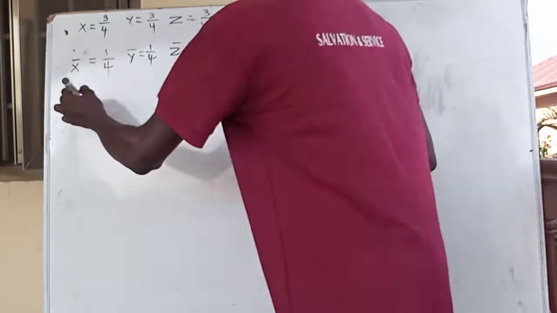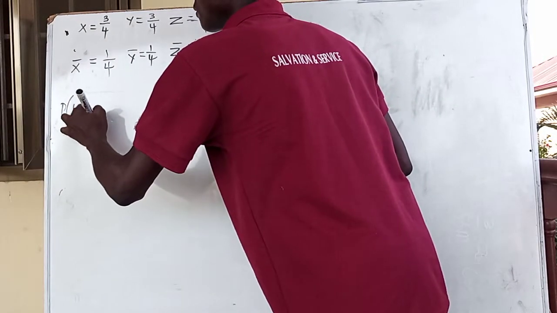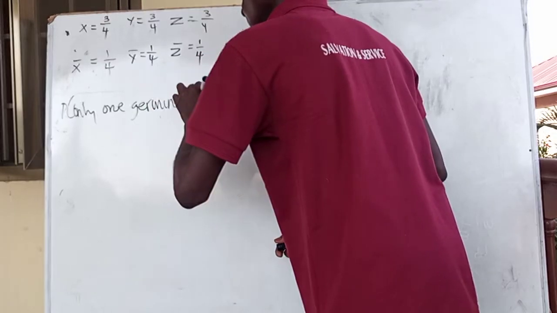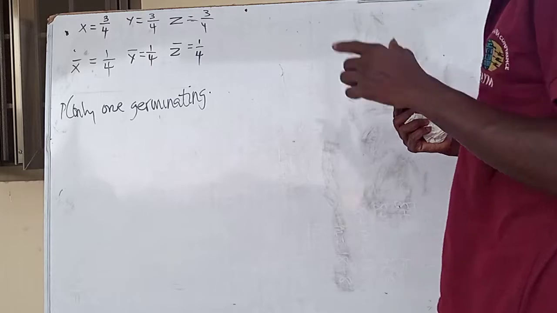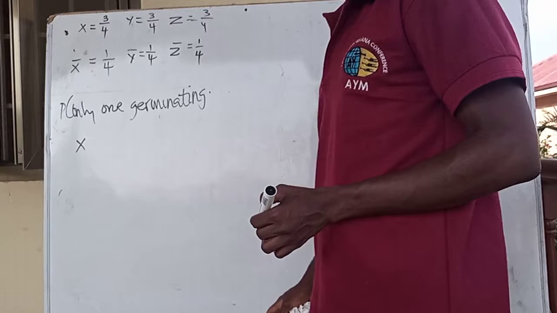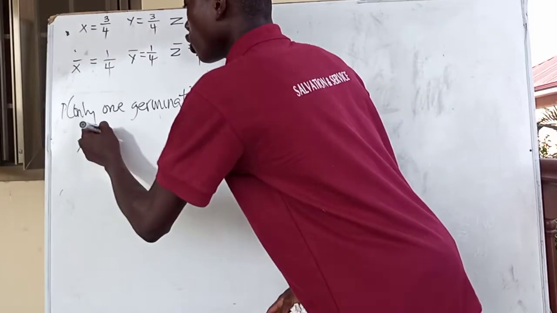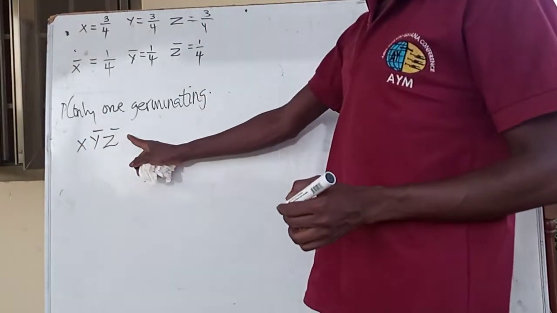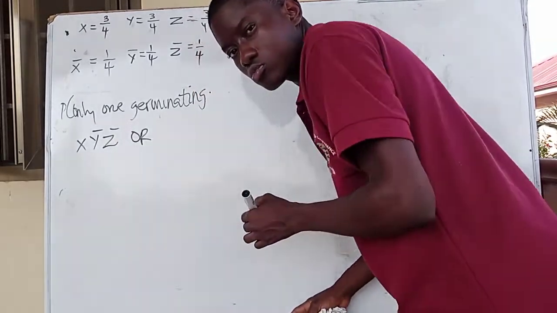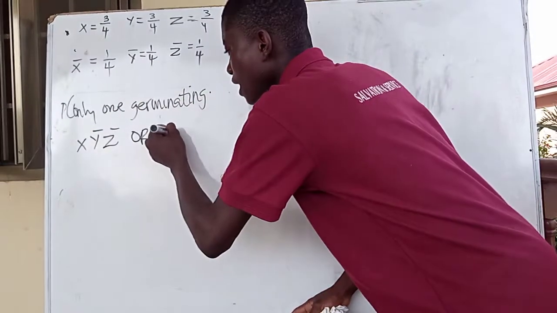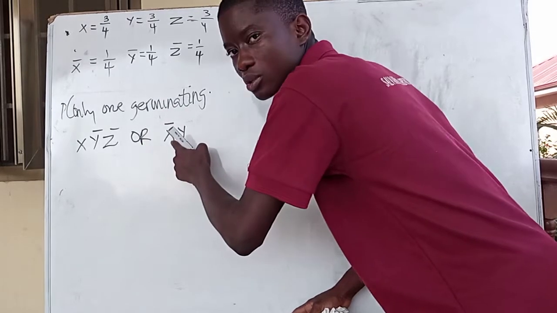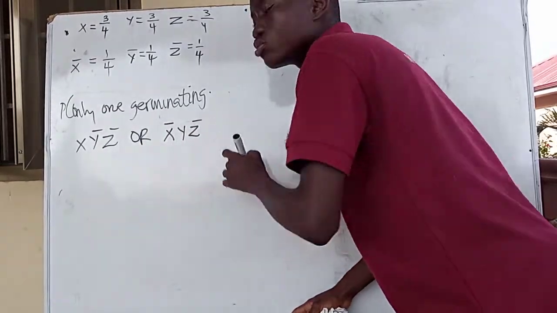As I told you, the probability of only one germinating. It can mean that X will germinate, Y will not germinate and Z will also not germinate. Only one is germinating. Or Y will rather germinate: X will not germinate, Y will germinate, and Z will also not germinate.